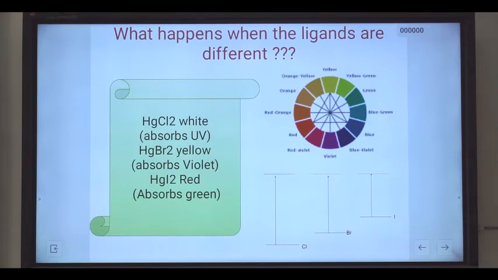It is because of the complementary color. It's a color wheel. Whatever color the compound shows should be the opposite of the absorption. This is the phenomenon of absorption and emission.